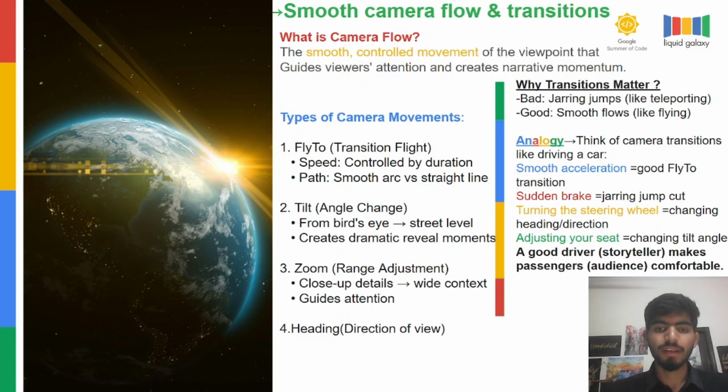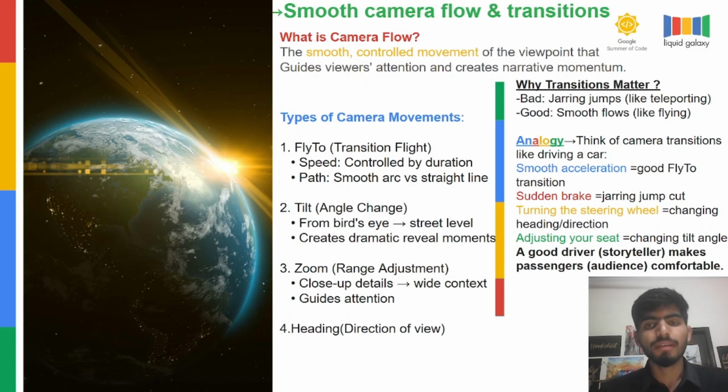And the tilt is basically the angle, what the user is looking at and from where the user is looking. The zoom is basically what range of the area we will be covering around the coordinate which we have mentioned. And the fourth movement is heading. Heading is basically from which direction we are looking at the specific coordinate which we have provided. This is the direction from which we are looking, from the south, north, east, or west.